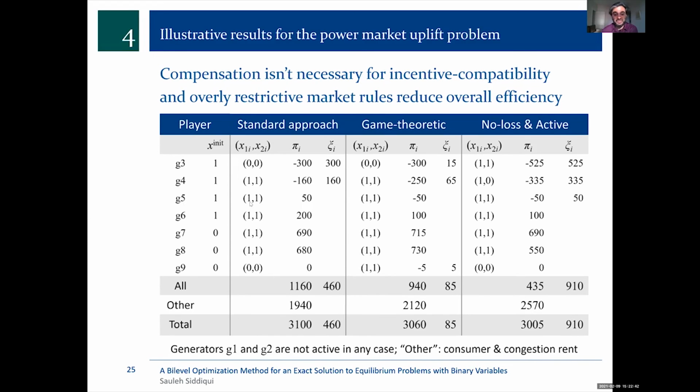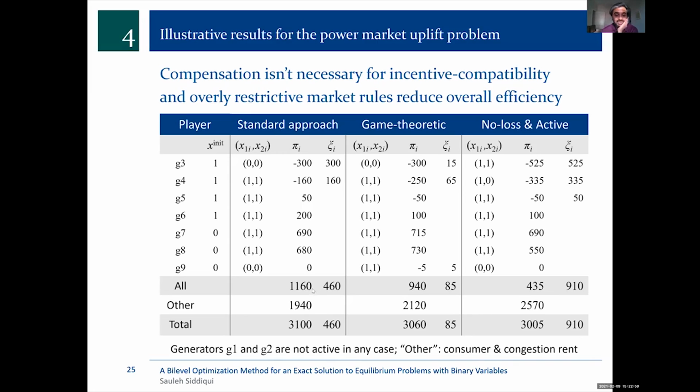Generator 5 is on. They stay on. We tell them to stay on, and they make a profit, so we don't pay them any money. And similar for those other generators. So generator 7 was off. We asked them to turn on and remain on. Generator 9 is off. We asked them to remain off in the standard approach. So this is what is done nowadays.